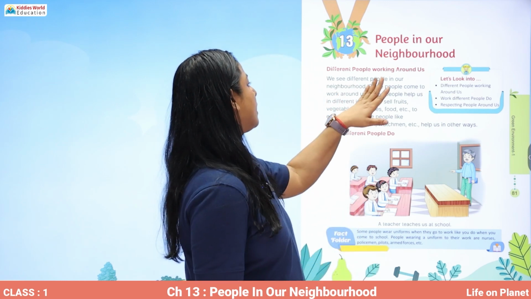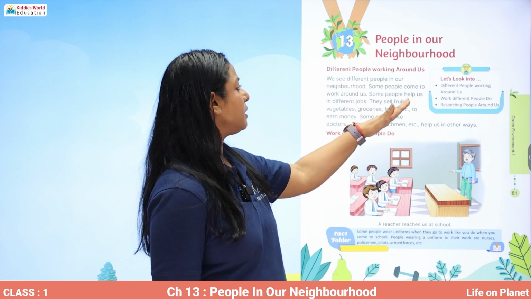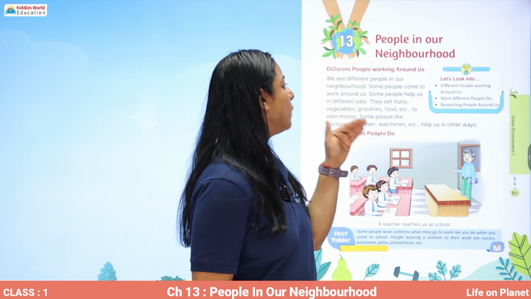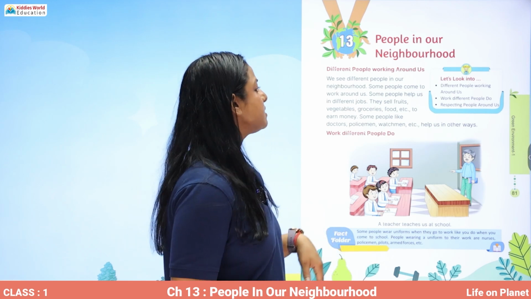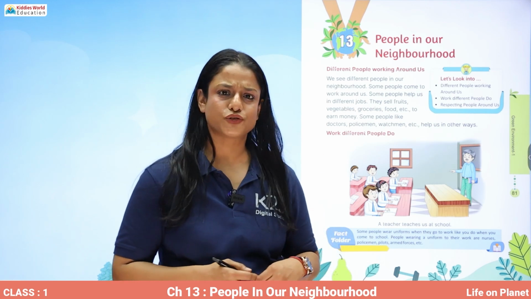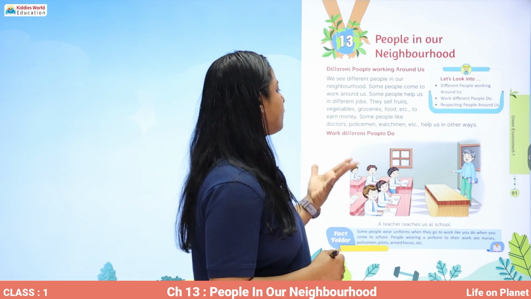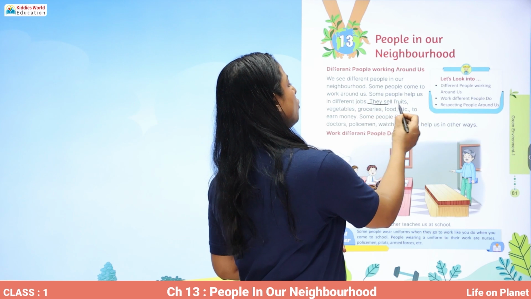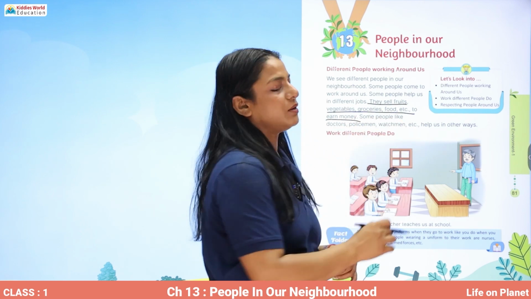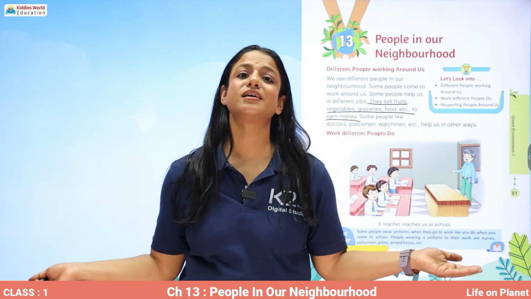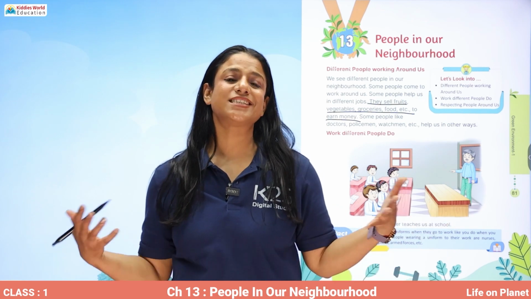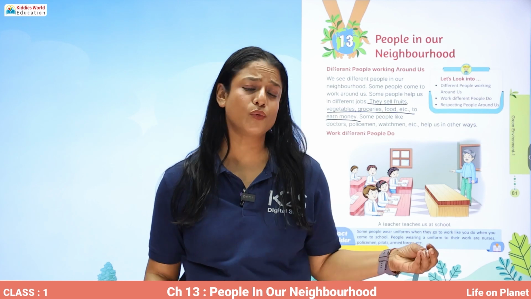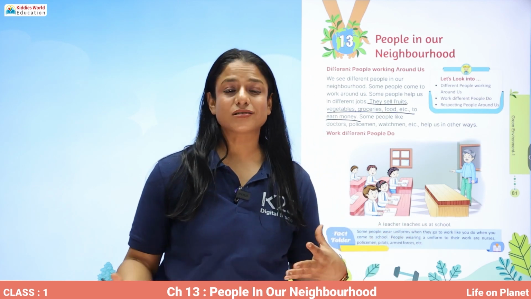Different people working around us. We see different people in our neighborhood. Some people come to work around us and some people help us in different jobs. They sell fruits, vegetables, grocery, food, etc. to earn money. So, there are some people in our neighborhood who come every day to sell us the things which we need in our house, like fruits, vegetables, groceries.